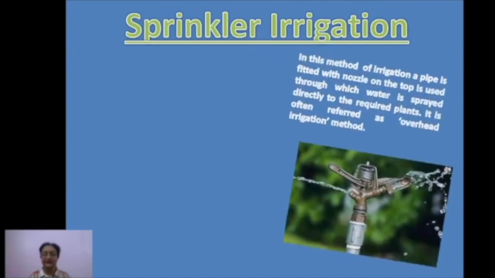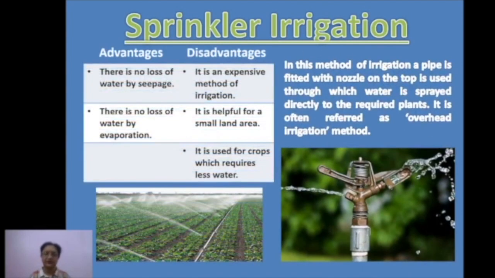Next is sprinkler irrigation, quite similar to spray irrigation. In this method of irrigation, again, a pipe is fitted with a nozzle at the top, through which water is sprayed directly to the required plants. It is often referred to as the overhead irrigation method. It keeps moving round and round. So in this manner the sprinkler irrigation works. Now in this case, again, all these modern methods are quite expensive, especially spray irrigation and sprinkler irrigation, because these use expensive machinery.